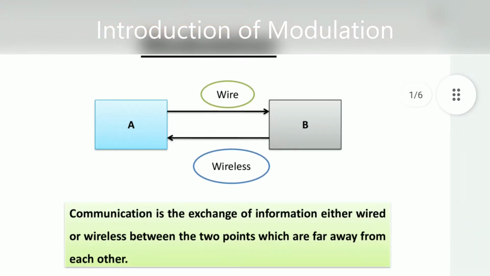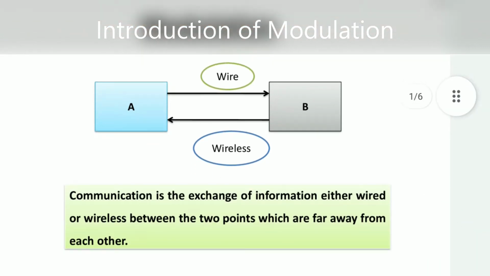So in a broad sense, communication is the exchange of information, either wired or wireless, between two points which are far away from each other. The information could be a voice signal, an email, or even a television signal. For now, let's take the example of the voice signal.